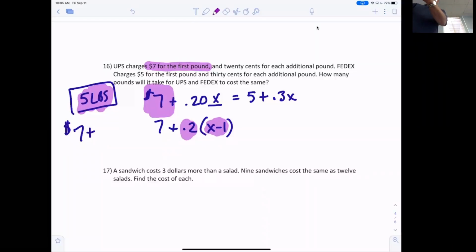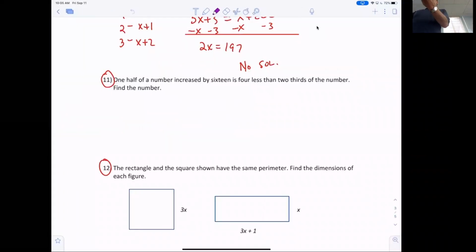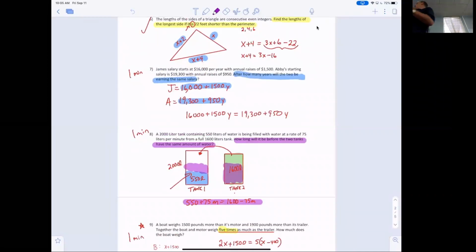All right, here we go. Now let's finish up where we were yesterday. Again, I asked you to just go through and tell me what the solutions are. So if you don't mind, let's just go ahead and start there.